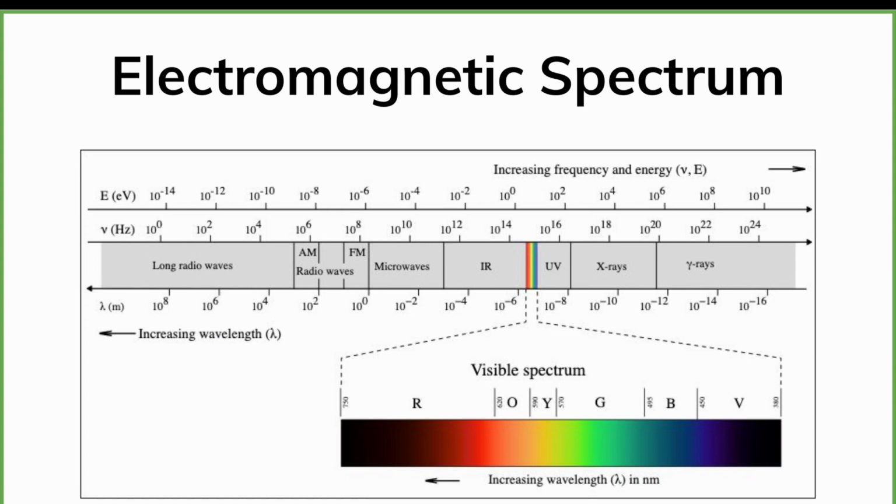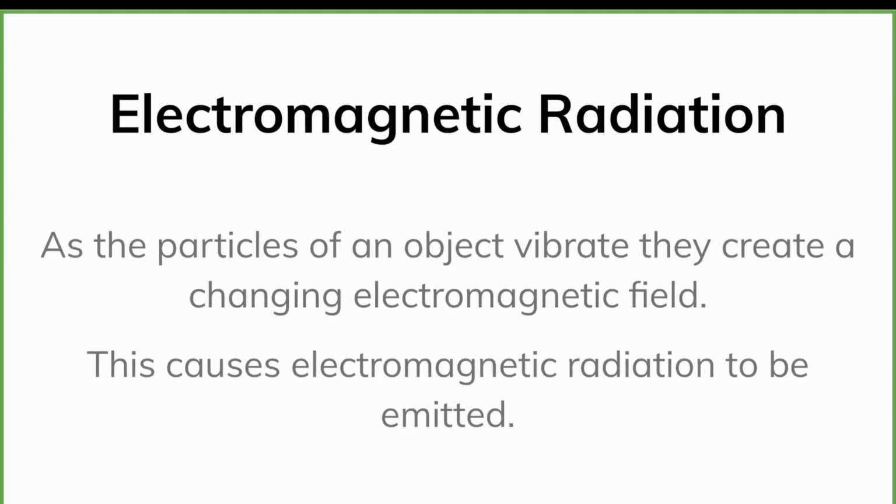And so long radio waves and microwaves, these have quite long wavelengths. And you see as the wavelengths get shorter, we get into infrared radiation, visible light, UV, X-rays, and gamma rays. And so we classify radiation based on this spectrum. So it turns out that all objects emit electromagnetic radiation. And this is due to the particles vibrating. And when they vibrate, that makes a changing electromagnetic field, which creates electromagnetic radiation that is emitted.